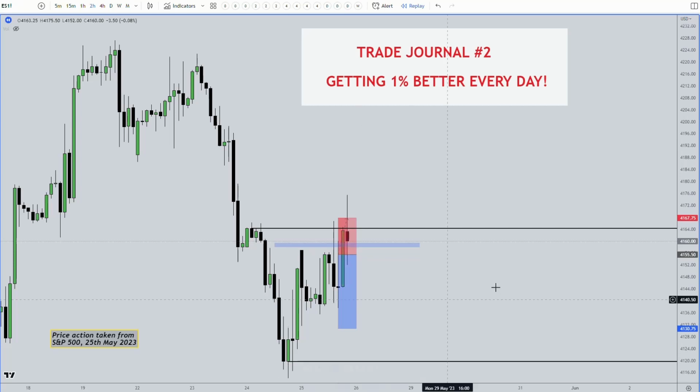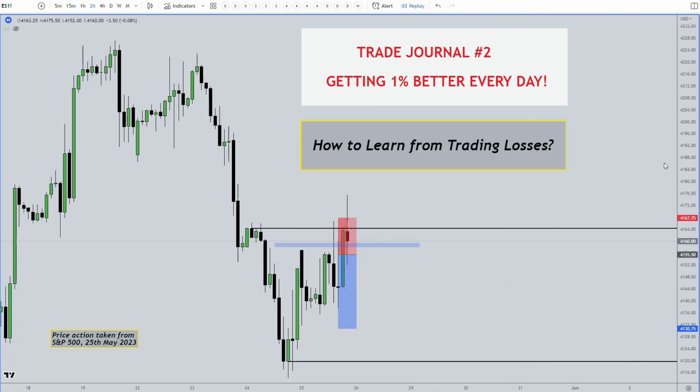All of this by trying to learn from our actions in the market, and the question today is how can you learn from trading losses? Because as you can see here, I did indeed take a loss yesterday when trying to short the S&P 500 at this supposed range high.